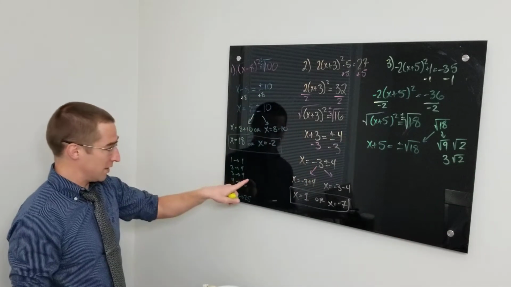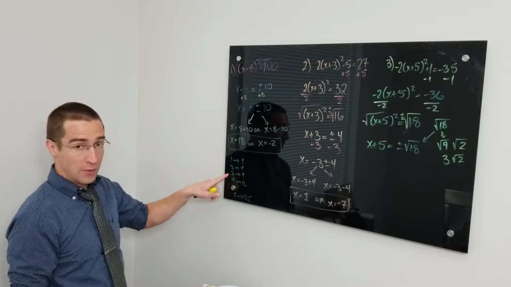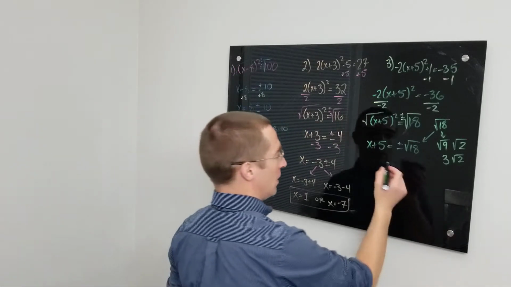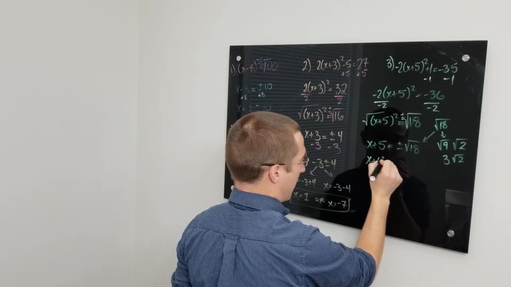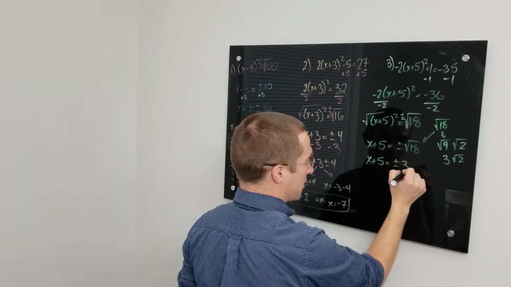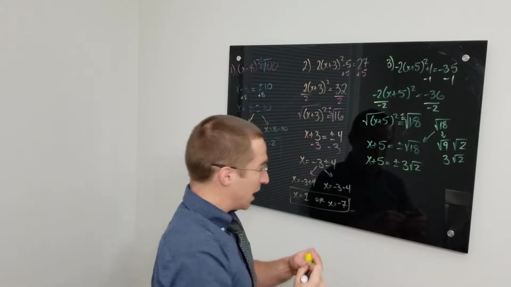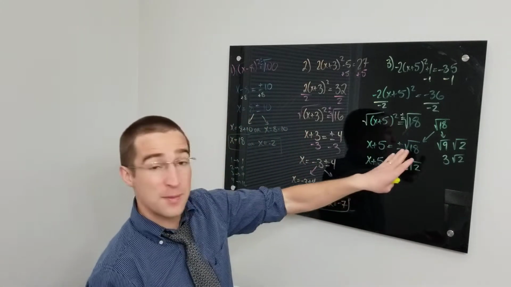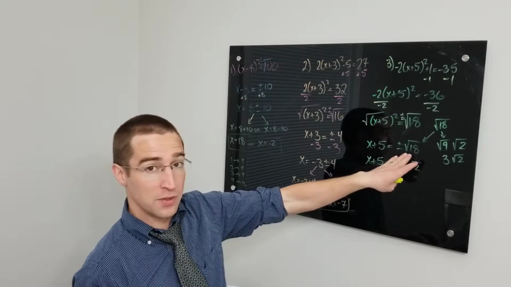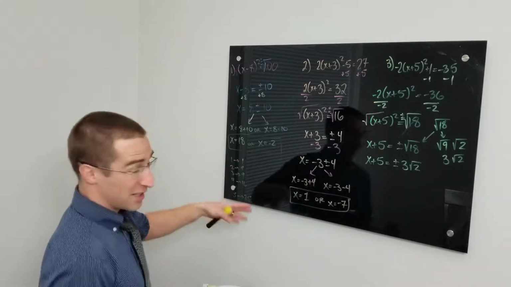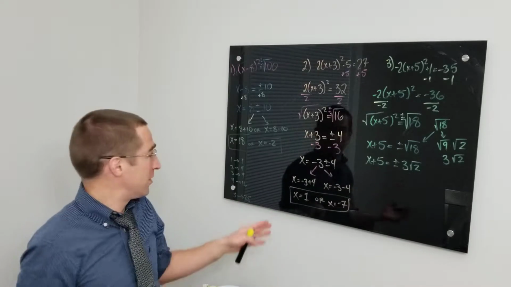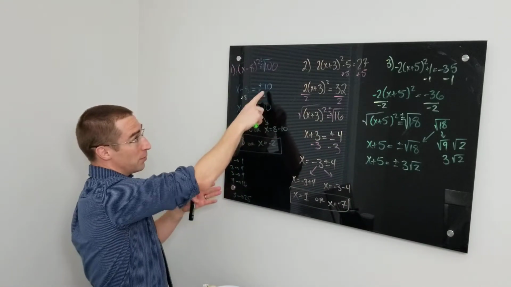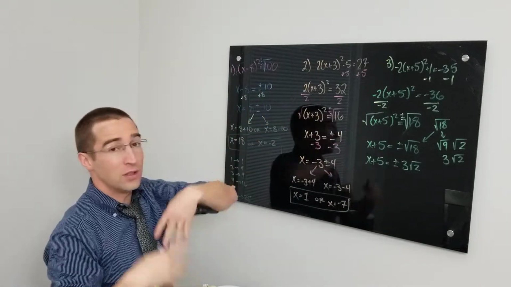Right? Because 3 squared is 9, so then the square root of 9 would be 3. So here I can say x plus 5 equals plus or minus 3 times the square root of 2. And for full credit, I want you simplifying these square roots. If they turn out to be a nice whole number, like 10 or 4, write that.